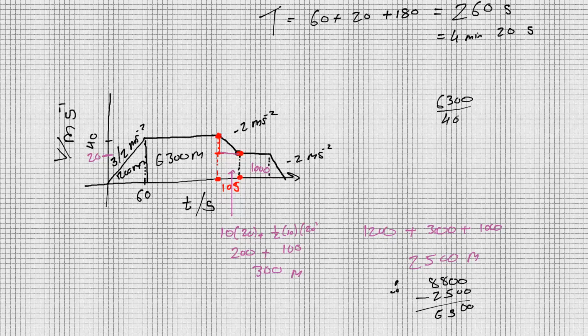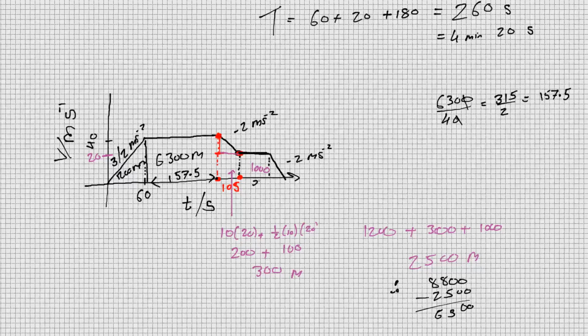6,300 over 40. Cancel, cancel. So what's that? That's 315 over 2. So that's 157.5. Well, that's how the 0.5 comes into the question, I guess. So here to here is 157.5. Good. So we only have this little piece left to do here. That height is 20. Okay, so that's a 20. Right, so we should concentrate on this piece now.